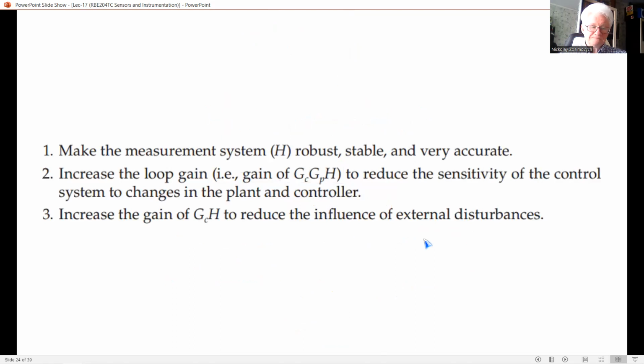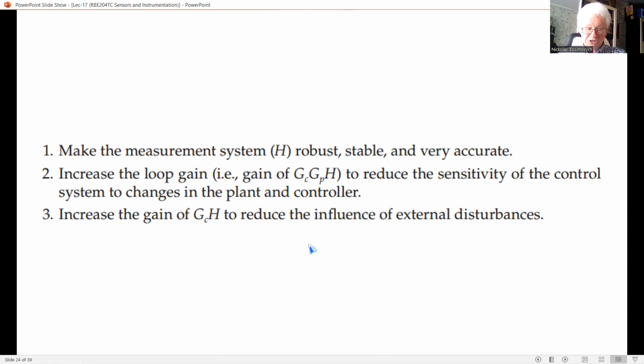By combining these observations, the following design criteria concerning sensitivity can be stipulated for a feedback control system. Make the measurement system H robust, stable, and very accurate. Increase the loop gain to reduce the sensitivity of the control system to changes in the plant and control. And increase the gain of G sub C times H to reduce the influence of the external disturbances.